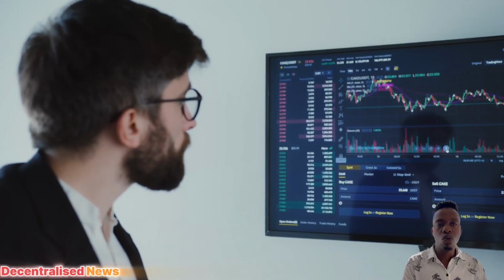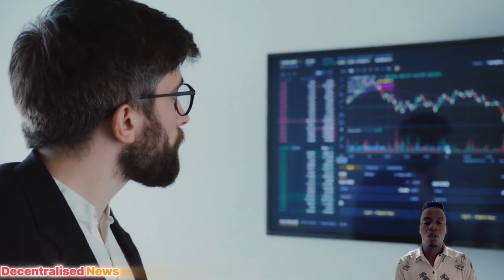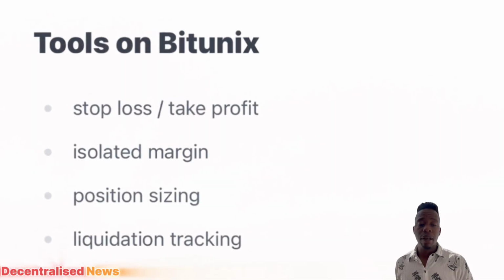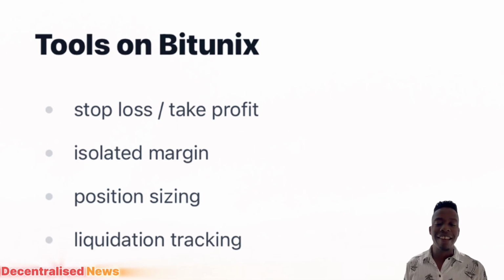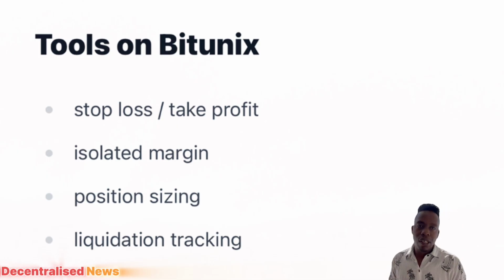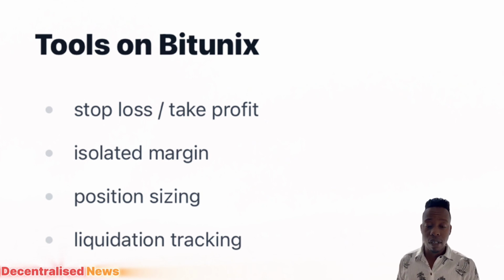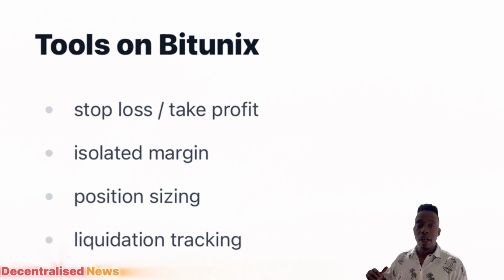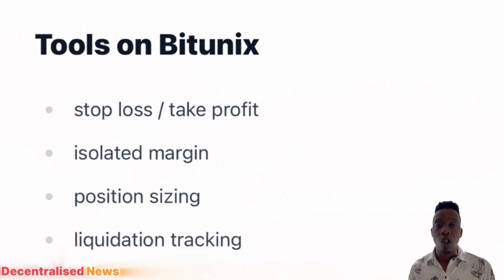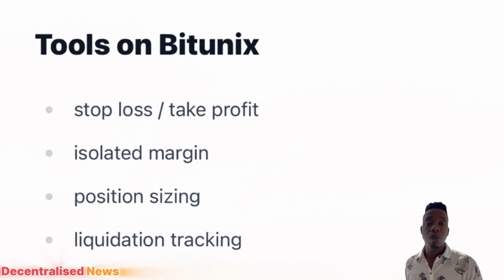Some of the tools on Bitunix that I recommend: stop losses for sure, and take profit, which you can also automate. I think using isolated margin is typically better than using cross, if you don't want your entire account exposed to one position or a few different positions. Then you need to size those positions effectively as well, and track your liquidations.